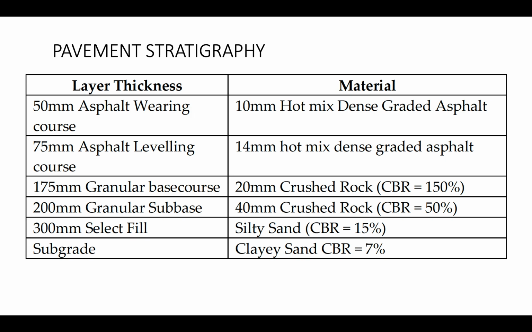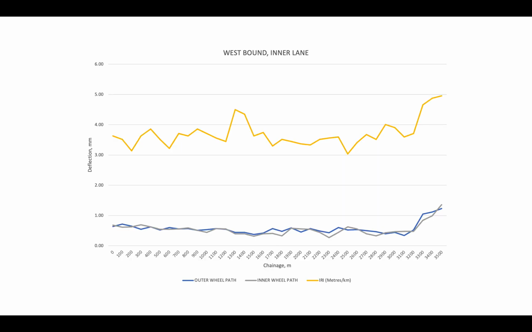Upon investigation of the pavement, the following thickness of materials was found. The wearing course is 50 mil AC10, and there's a leveling course of 75 mil of AC14. The granular base course was 20 mil rock. Sub-base was 40 mil crushed rock, and the subgrade CBR was found to be 7%, which is better. The standard practice is 4 to 5%, so which is good.